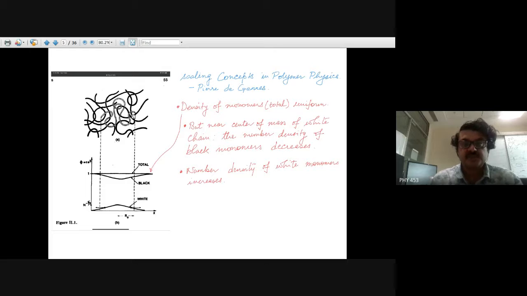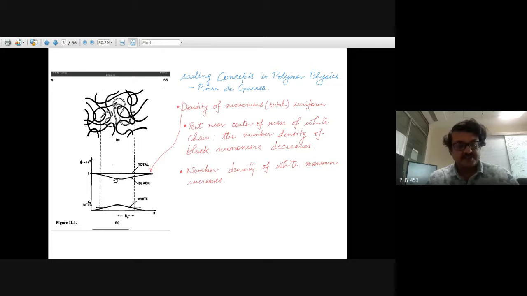And the other question we want to discuss is, what is the kind of monomer distribution of, say, this white chain among a mess and a mass of other black chains. Suppose you just focused on one polymer chain. Then about the center of mass of that polymer chain, you would see that the number density of black monomers gradually decreases. And there is overlap.